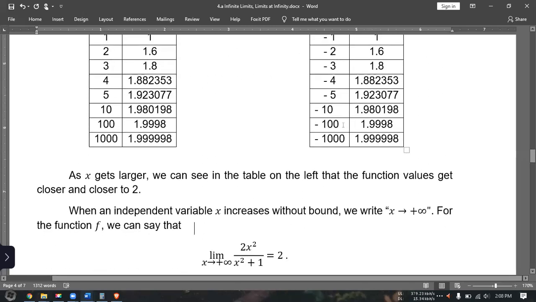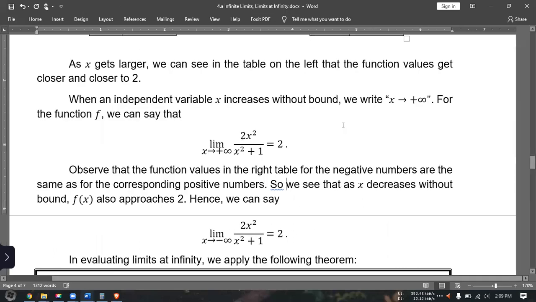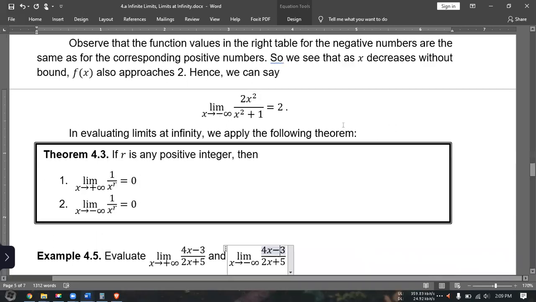So we can write our input x using the symbol x is approaching positive infinity, and for the negative, of course, x is approaching negative infinity, which so happen their limit is equal. They are both approaching 2. Now we have this Theorem 4.3.